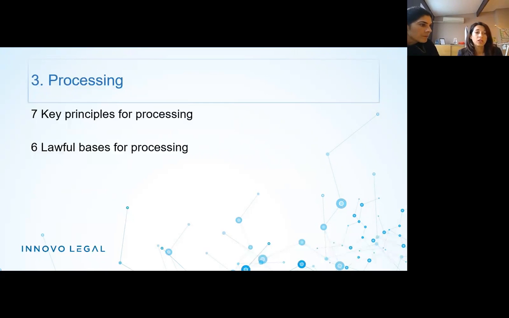Data minimization: you only need to use or collect the data that you need for that lawful purpose. So the approach is, it's not what is nice to have, it's what you need to have. You can't just take whatever feels right. You need to really have that strict approach. Accuracy: it needs to be accurate, and individuals have a right to get their data corrected.